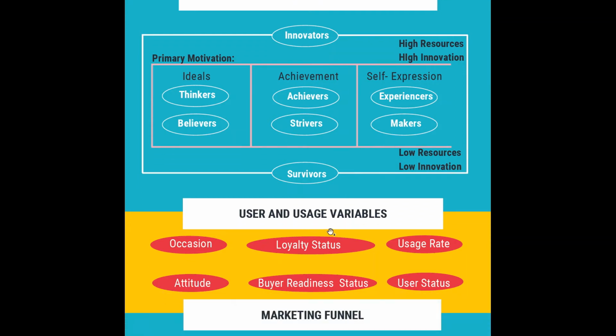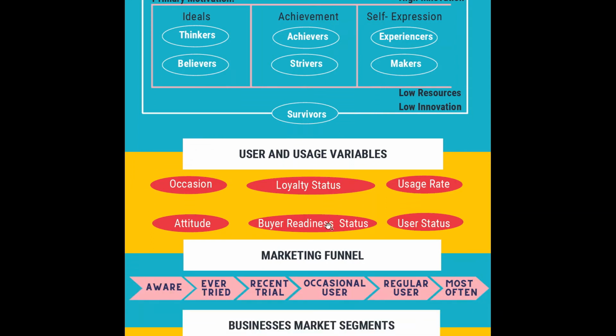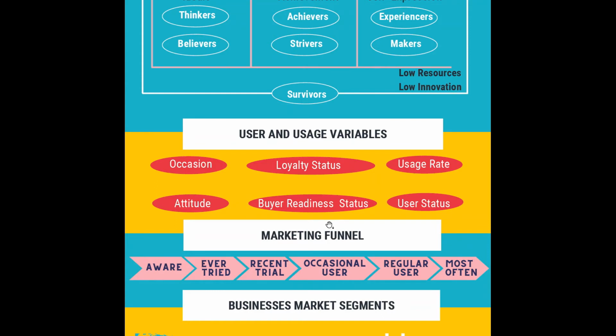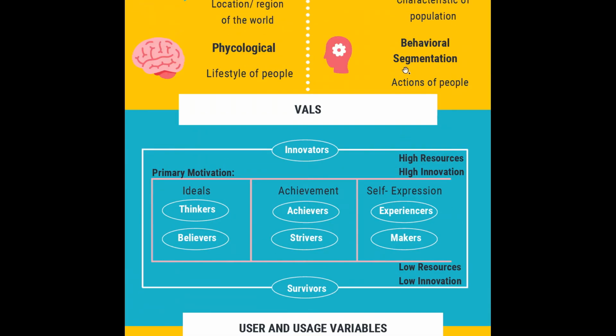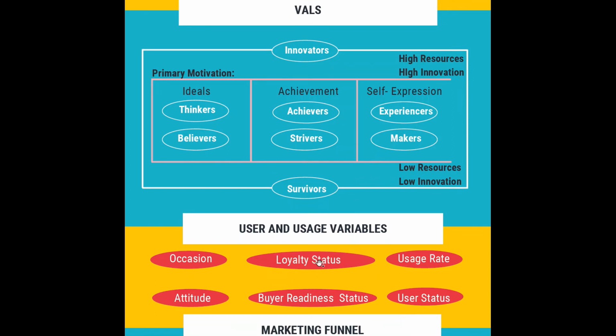Moving on to user and usage variables. There are 6 user and usage variables. The first one is occasion, second is loyalty status, then usage rate, attitude, buyer readiness status, and user status. These are the kinds of factors that affect user and usage variables. As we discussed in behavioral segmentation, it is regarding usage rate, so it is interrelated to behavioral segmentation.